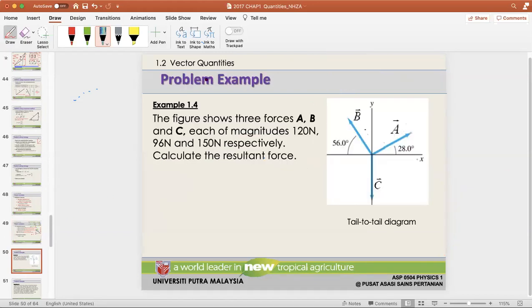Okay, so let's do an example. The figure shows three forces, A, B, and C. Remember, force is a vector. Force is a vector, which means that it has magnitude. It also has direction. Each magnitudes of 120 Newton, 96 Newton, and 150 Newton respectively. So that means this A is 120 Newton. Let me use right. B is 96 Newton and C is 150.